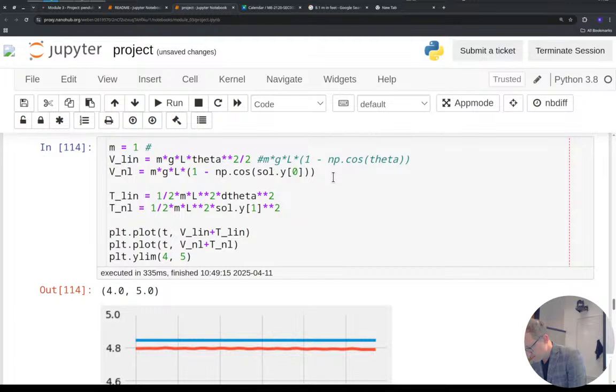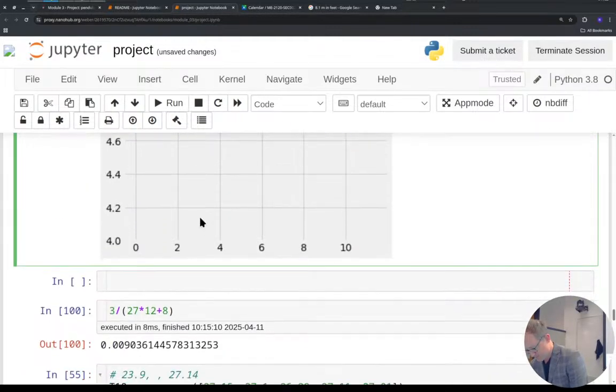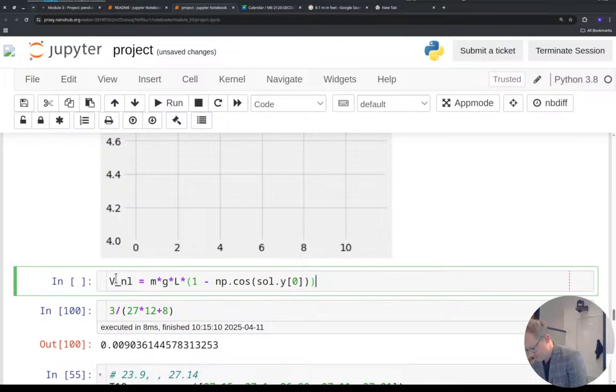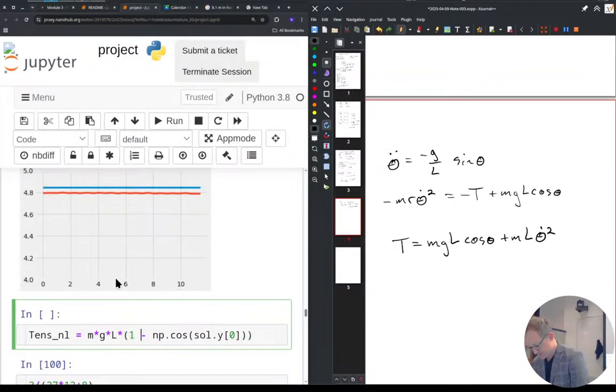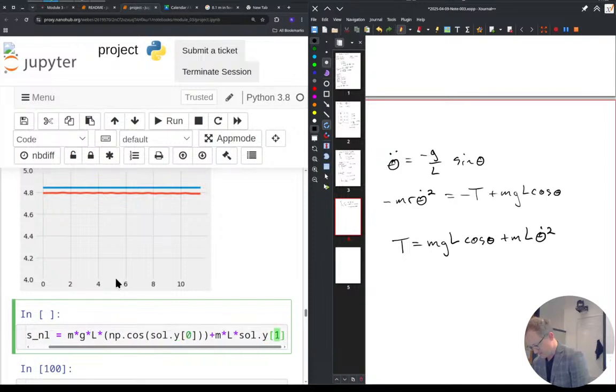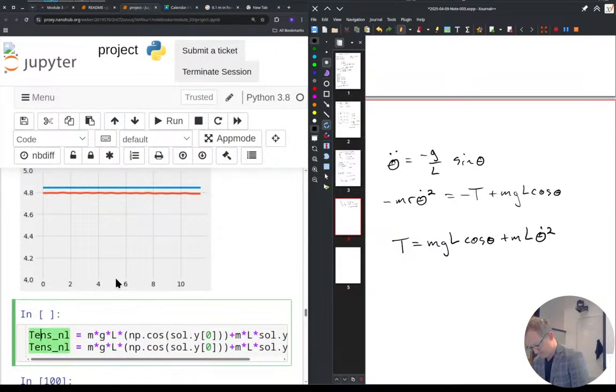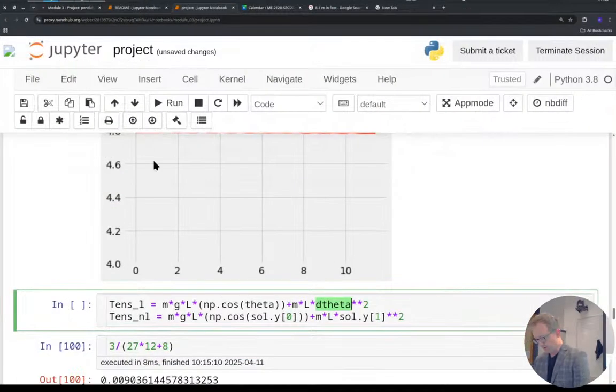What was it? mgl cosine theta plus... oh yeah, that's what I was trying to do. Now I've got the equation rewritten as Python code.